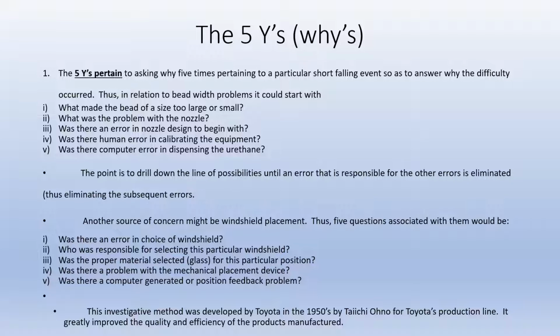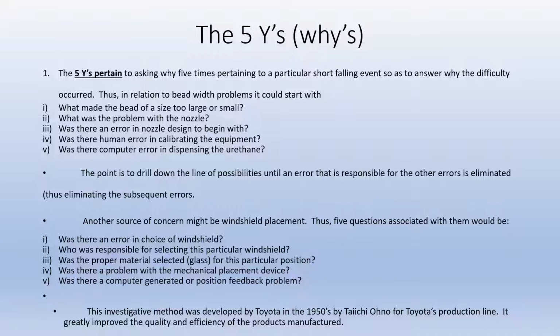Secondly, what was the problem with the nozzle? Third, was there an error in nozzle design to begin with? Number 4, was there a human error in calibrating the equipment? Well, 5, was there a computer error in dispensing the urethane? The point is to drill down the line of possibilities until an error that is responsible for the other errors is eliminated, thus eliminating subsequent errors.